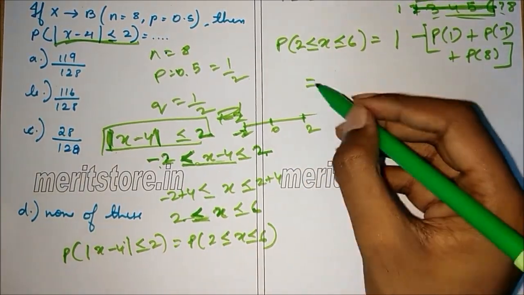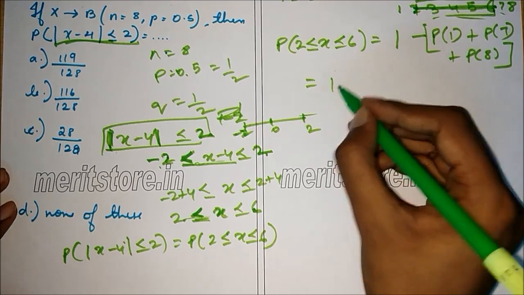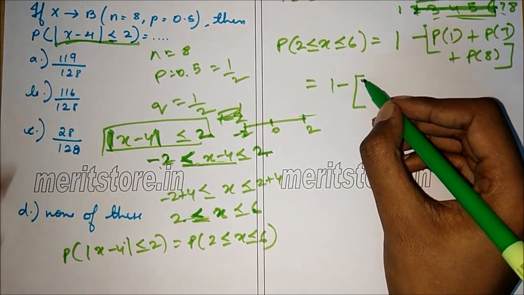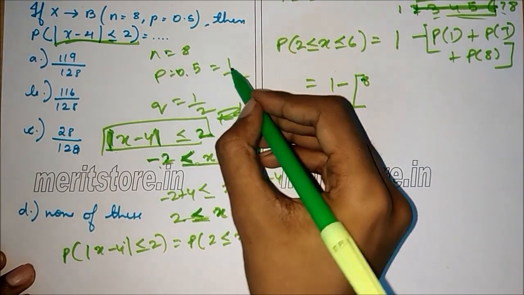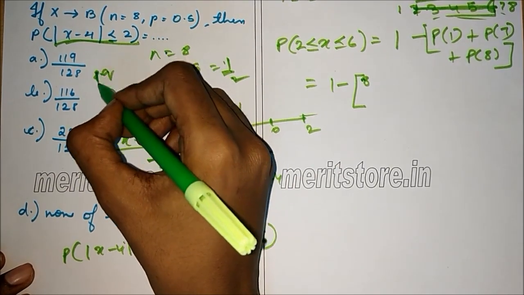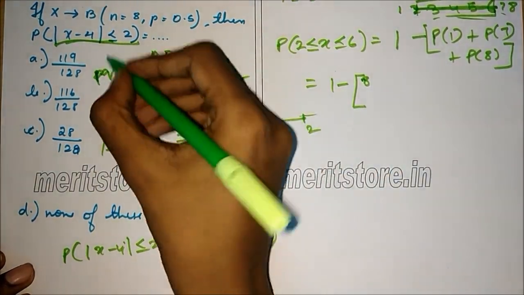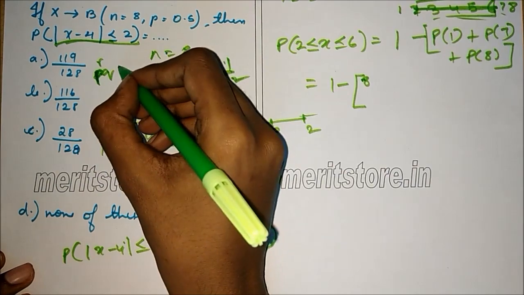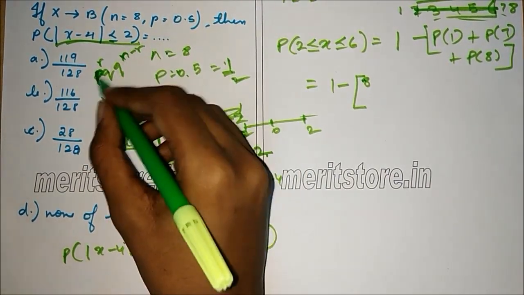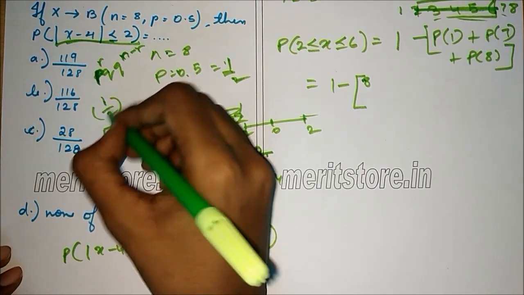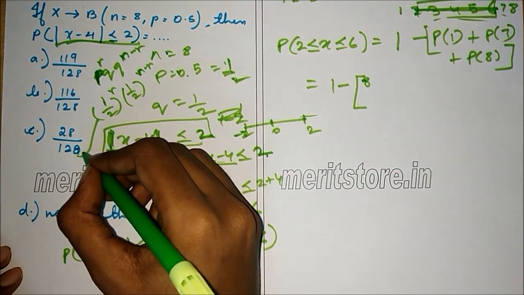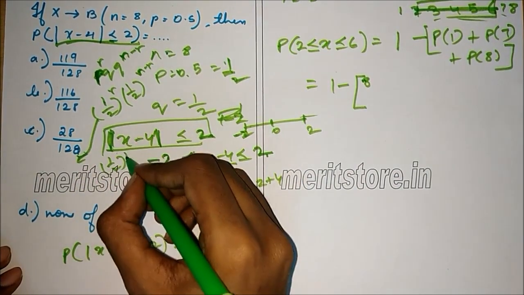So we apply the formula. So this will be 1 minus 8C0. Now since probability is half, P into Q will be P raised to r into Q raised to n minus r. Since P and Q are the same, it will be half raised to r into half raised to n minus r, which will be the same as half raised to n.